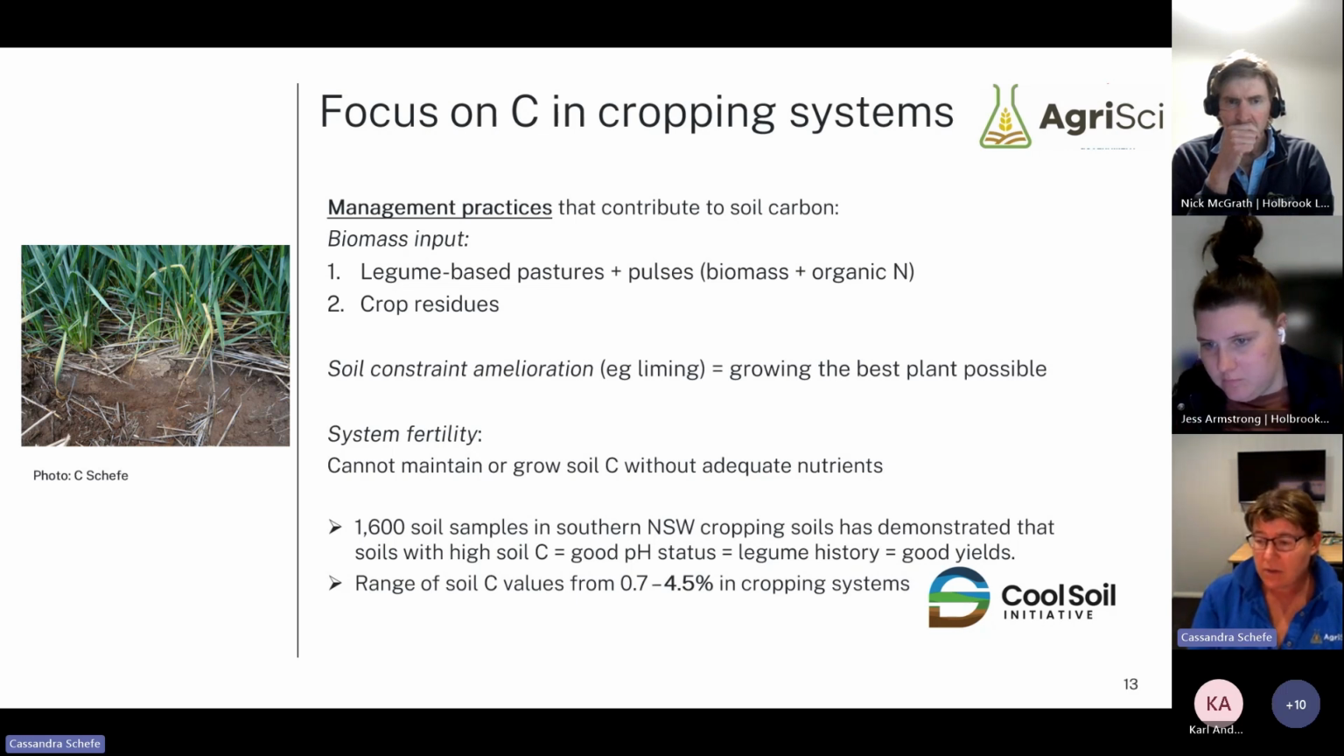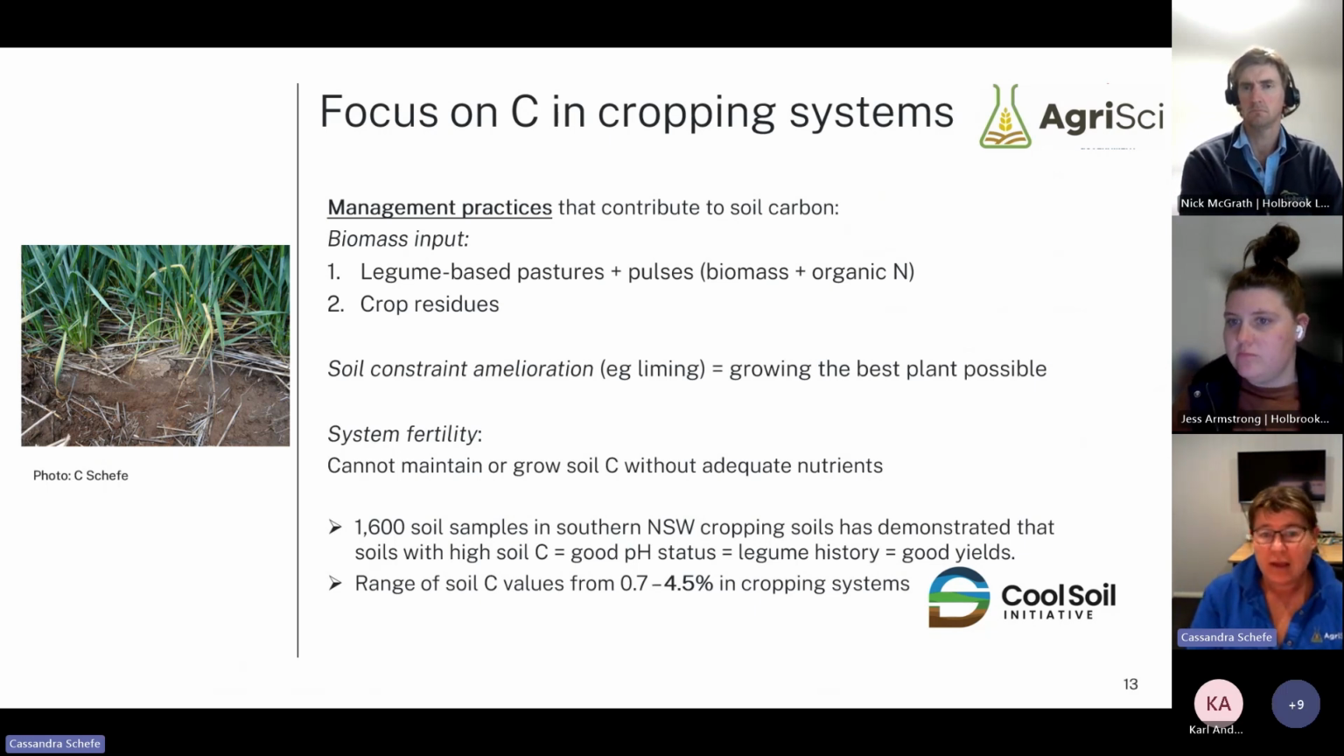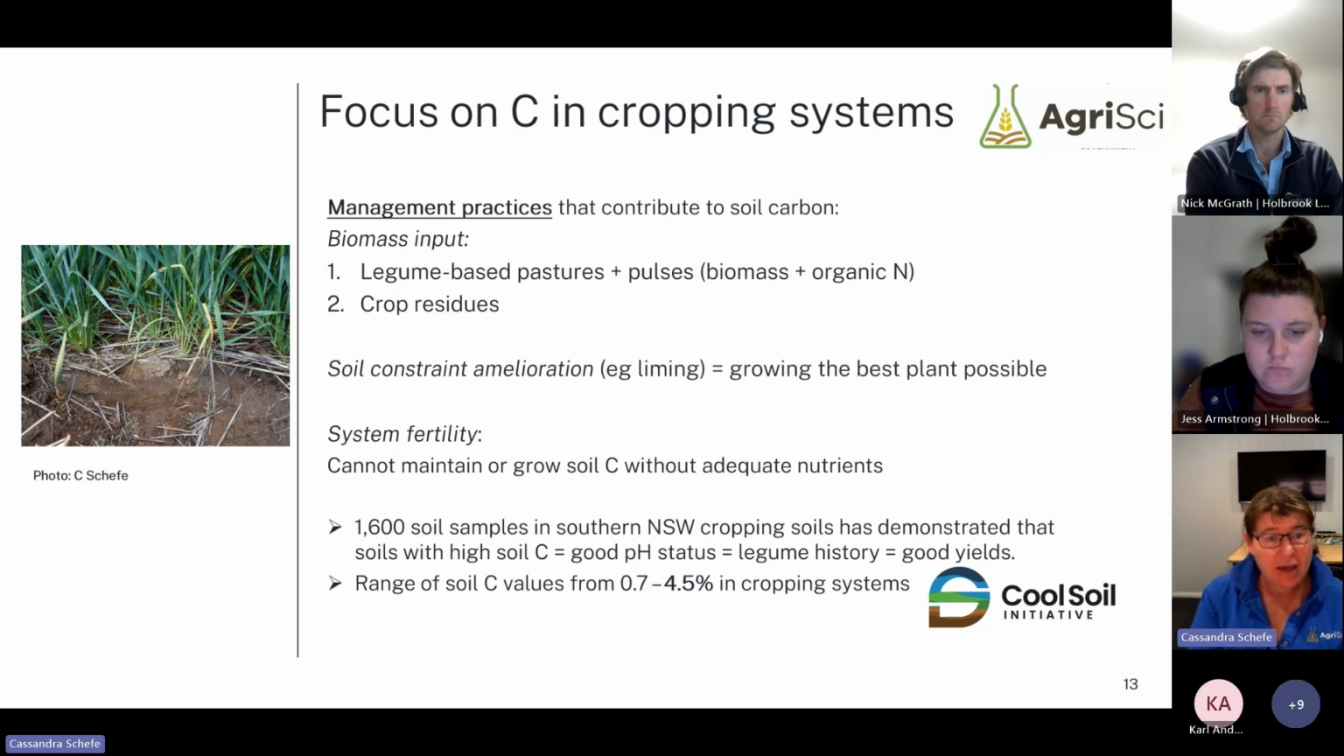In terms of the range of soil carbon values that we've measured from our cropping systems in southern New South Wales, we've got a big range, obviously. Within the Holbrook region, the median's around 1.55, and our range is from 0.7 up to 4.5% carbon, which is far in excess of what we'd be expecting in our systems. So this is really exciting because it gives us somewhere to build to and start to interrogate as to what's going on.